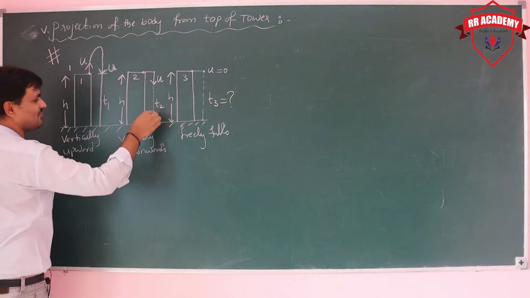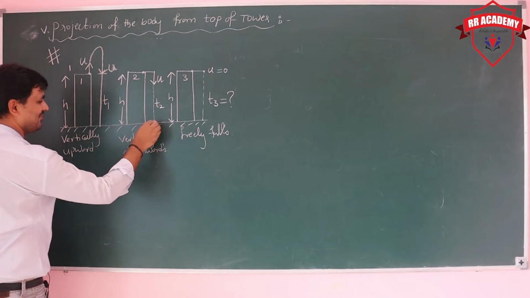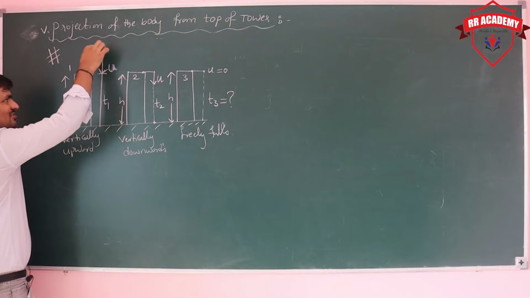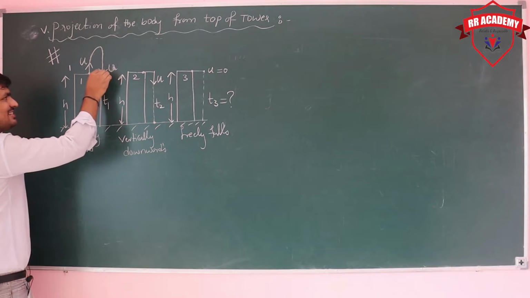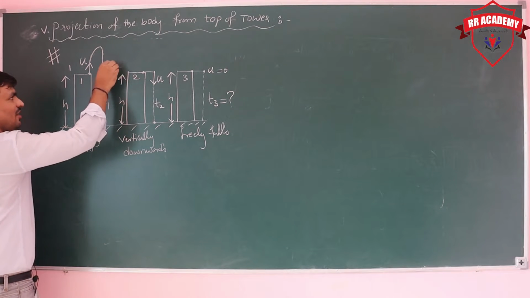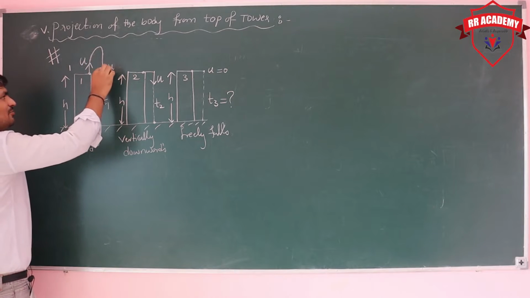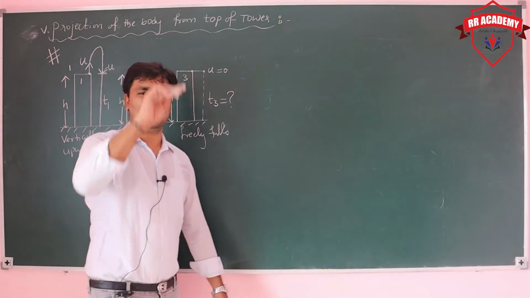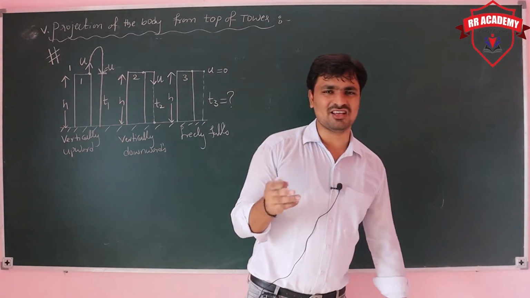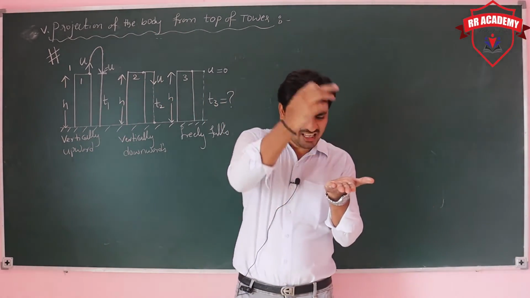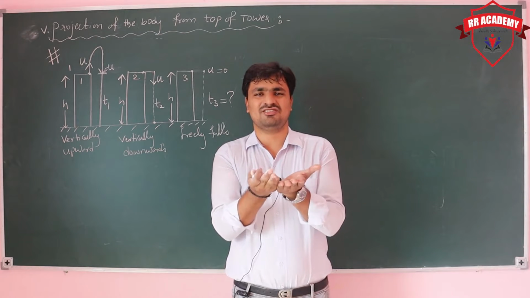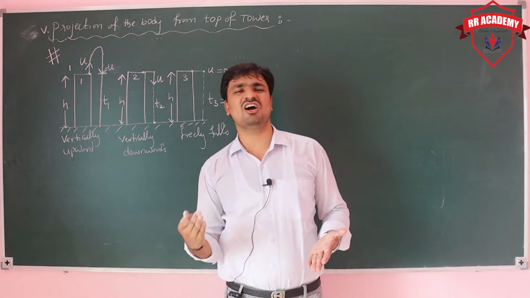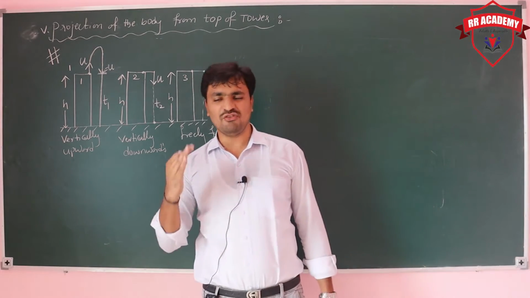That means here the body is going with u velocity, right? Are you getting my point? Here we are projecting with u velocity. Again the body crosses the same point with u velocity, because upwards is equal to downwards. That means with whatever velocity you are projecting, again the body reaches the ground with the same velocity. Velocity of projection is equal to velocity of striking.